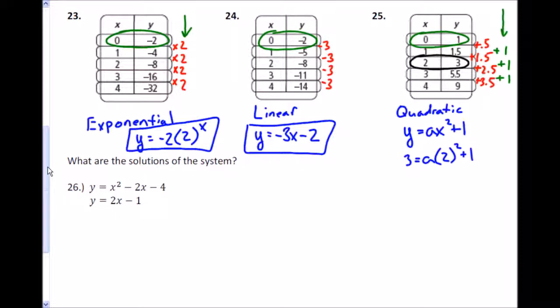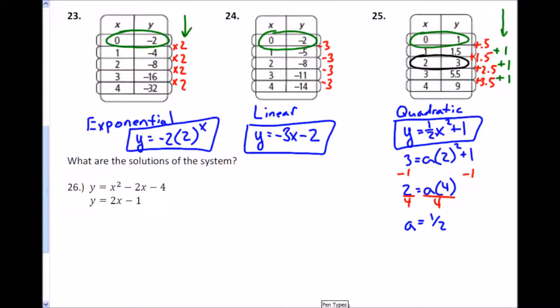I've got to subtract the 1 from each side. So that gives me a 2 equals a times 2 squared, which is 4. And now I just divide each side by the 4. So I find out that a equals 2 over 4, which is 1/2. Which means my quadratic equation is, let me go back up and change it right here, y equals 1/2 x squared plus 1. And that's it, okay?